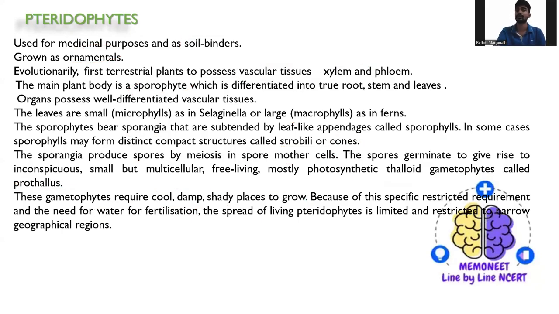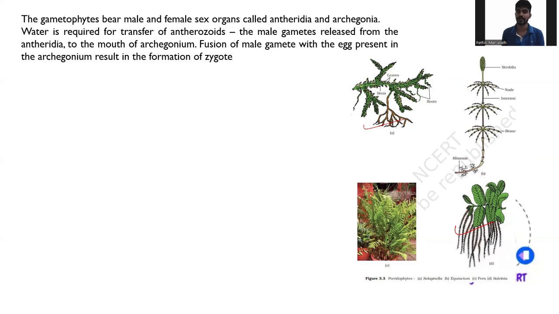So the next one is about the fertilization part. Obviously, the gametophyte bears the male as well as the female sex organs. Coming to the male sex organs, it is the antheridium, and the female sex organ is the archegonia. As I have discussed previously, water is required for the fertilization, for the transfer of these antherozoids. What are these antherozoids? The male gametes which are produced by this male sex organ, the antheridia, are called antherozoids.